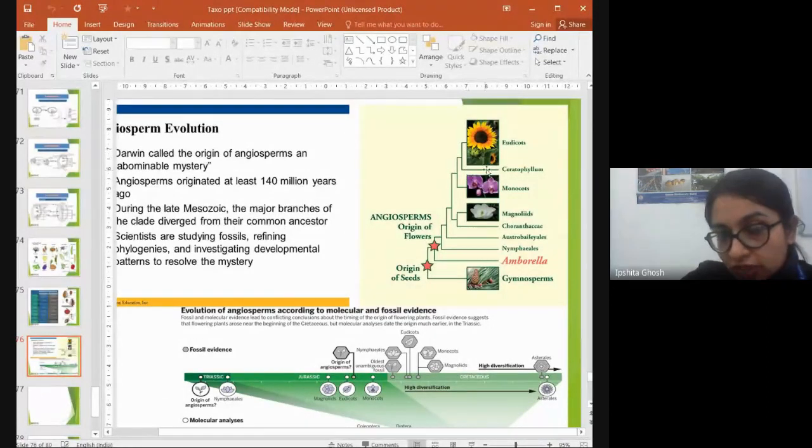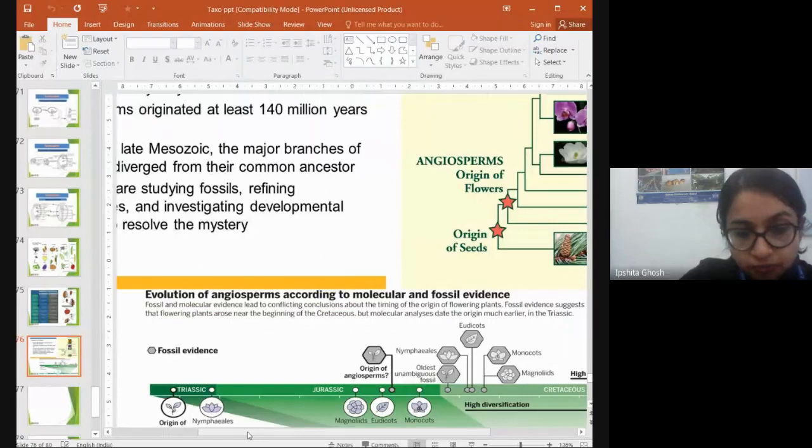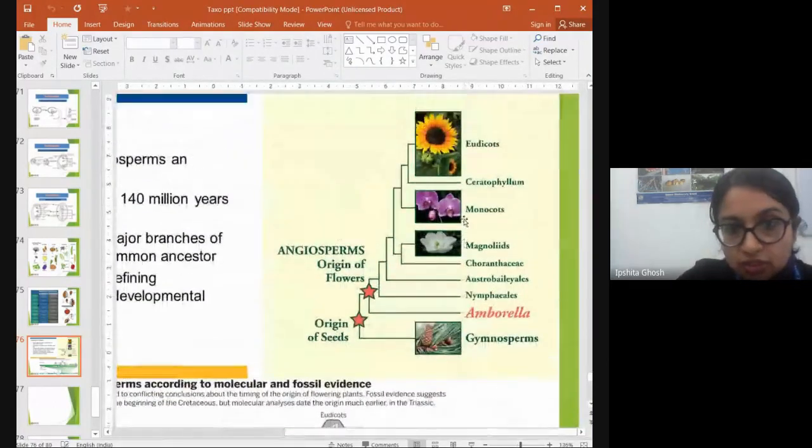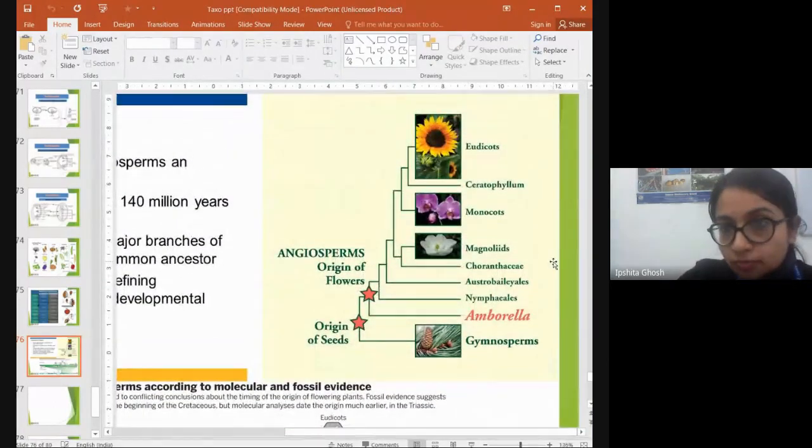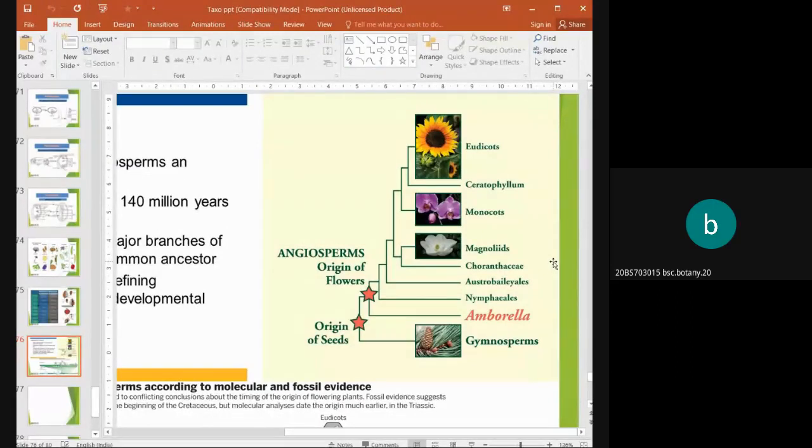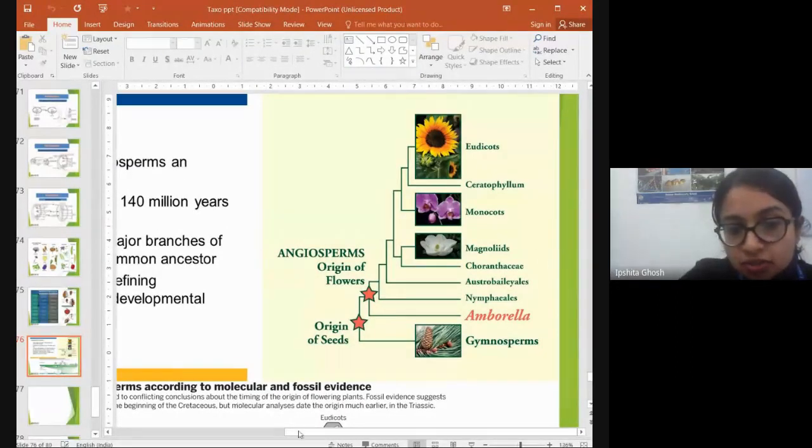So regarding the angiosperms, look at these branches. For now, you don't know phylogeny, so I will be explaining it to you in greater detail later on. But for now, to understand this figure, look at this figure. Is this visible to all of you? Yes, ma'am. Okay, so as you can see, starting from the bottom, these are the most primitive, and then we are moving on to the most advanced categories towards the upper side.